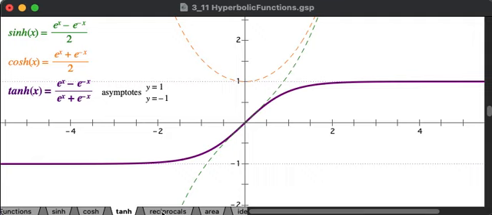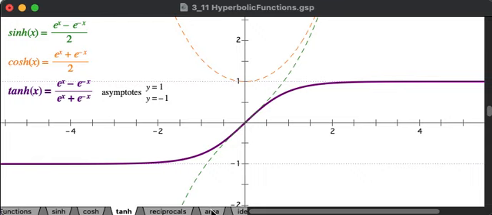So you might wonder why they are hyperbolic, and why do they have names related to the trig functions? The trig functions are sometimes referred to as circular functions. And circles and hyperbolas are two conic sections.